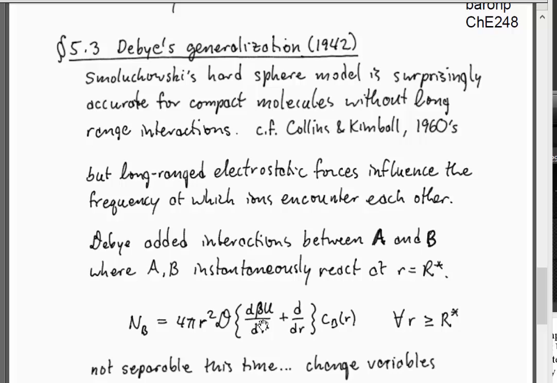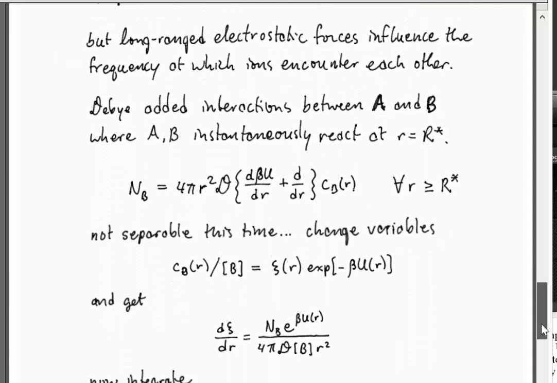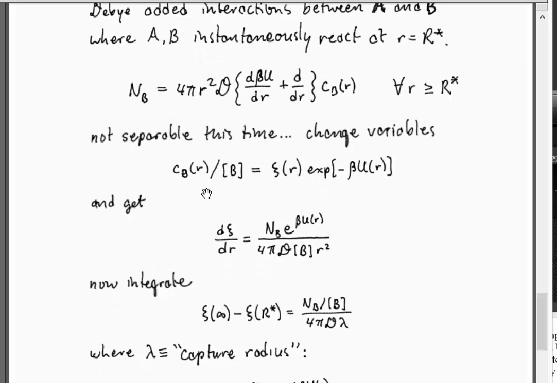Okay, so now you have this derivative of the dimensionless potential of mean force between particles. And this is now going to be valid for all r greater than some radius at which the particles react. So this time the equation is not separable. We're going to introduce this change of variables.